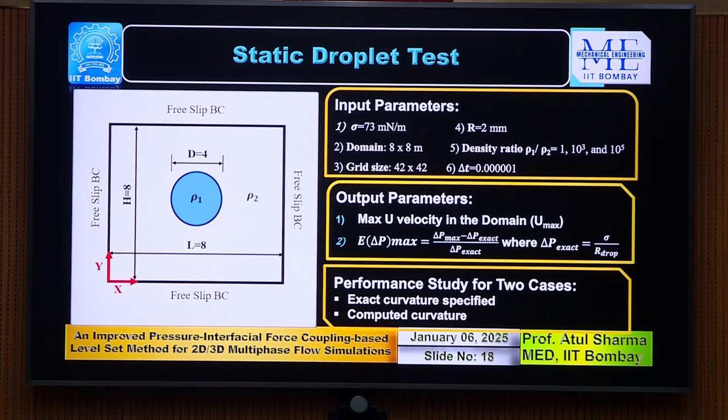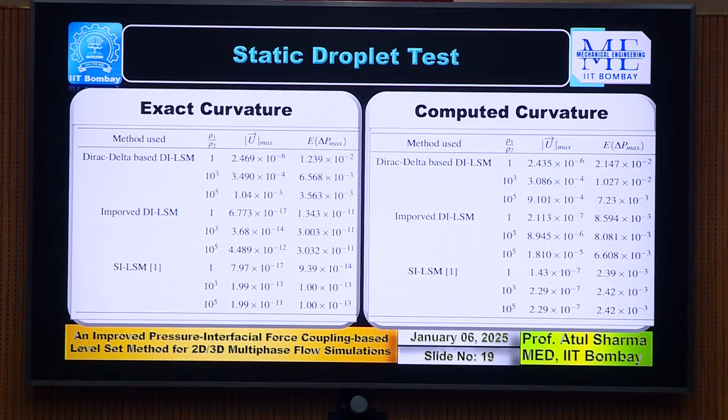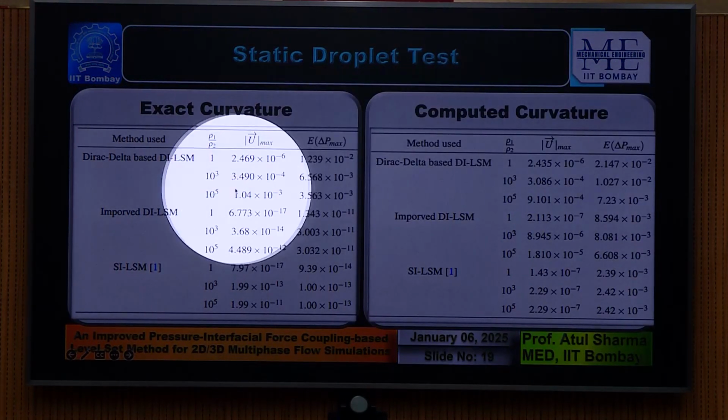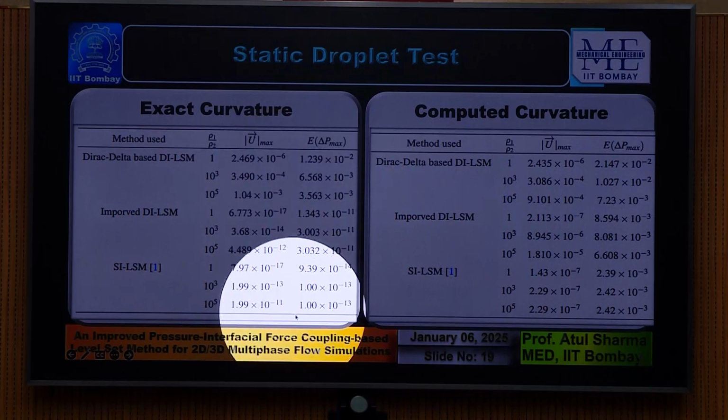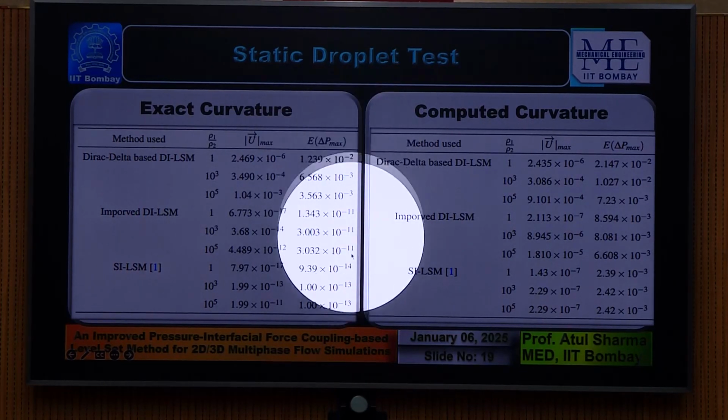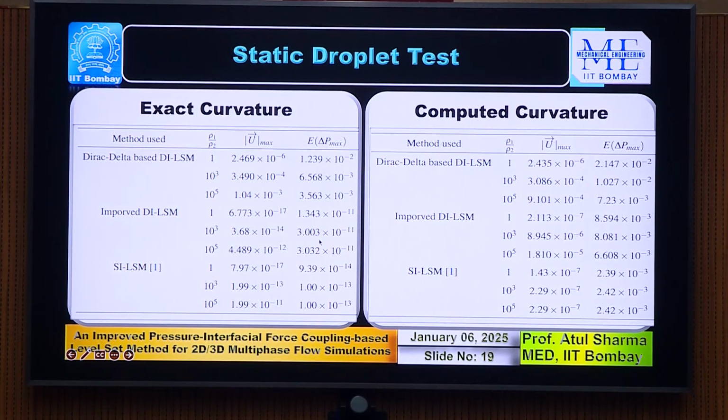These test cases are normally done with two cases. One, we specify the curvature, because once you know the radius of a static droplet, you know the curvature also. So you either specify the curvature and do the simulation, or you compute the curvature. We have done both cases. The parameters of interest are this maximum velocity, which ideally should be 0 but is numerically generated, and the error in delta p. Here I am showing you three different results.